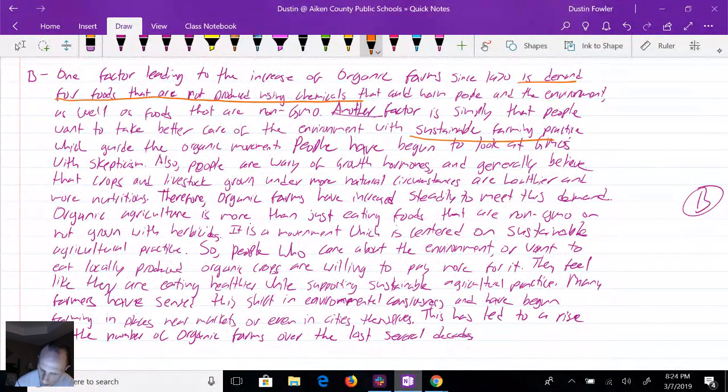Let's see. Another factor is also people are wary of growth hormones and generally believe that crops and livestock grown under more natural circumstances are healthier and more nutritious. I'm still going on with the ID as a student, and maybe I'm not sure if I hit it. Now, one thing you gotta keep in mind is that if you write something that is incorrect before you write something that's correct, the reader's going to look at that, and no, that's not always true either. Usually that's true. All right. So usually, if you identify something incorrect as your first or second here in this example, you wouldn't get the point for it. But I know that in the past there have been exceptions to that.